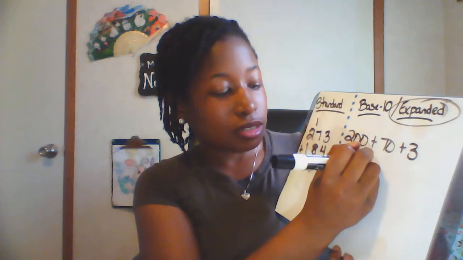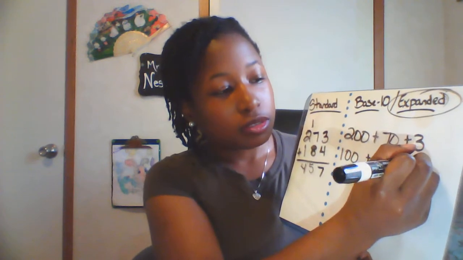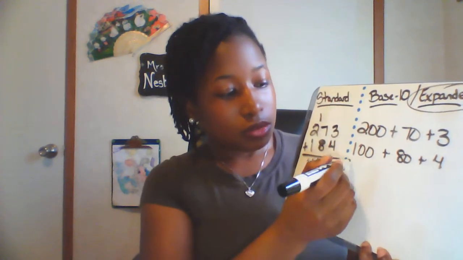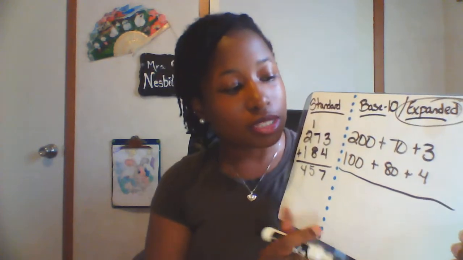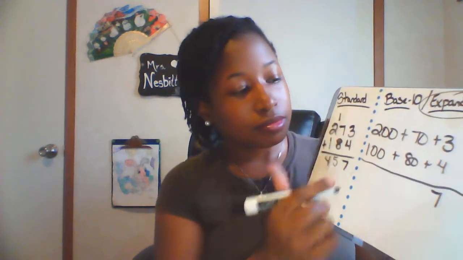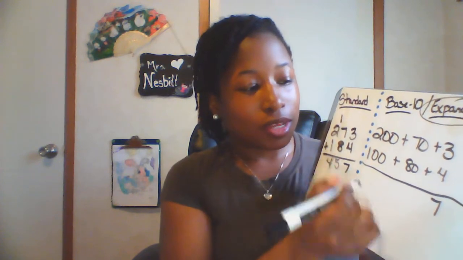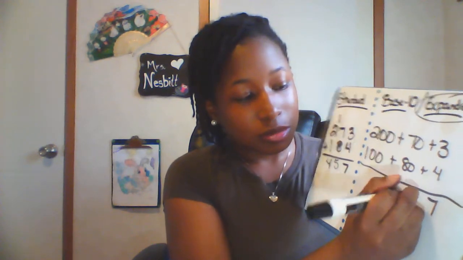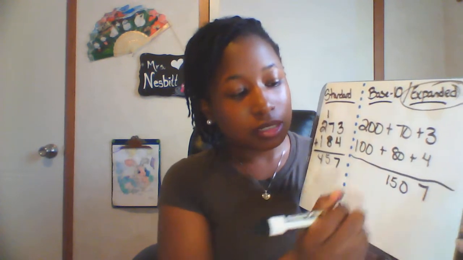And now we're adding 100 plus 80 plus 4. So now we're going to do the same thing. We're always starting in the ones column. So I have 3 plus 4, and that gives me 7. Then I have 70 plus 80. Well, what is that? 0 plus 0 gives me 0. 7 plus 8 gives me 15.